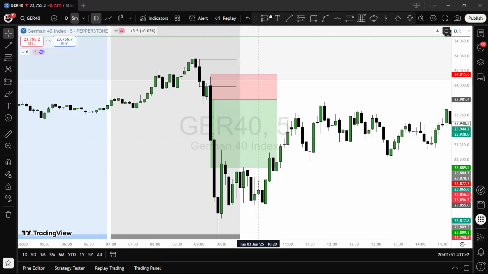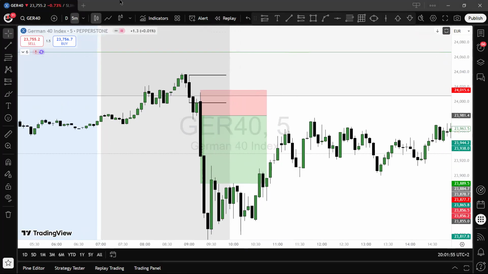So, in this session, I'm just backtesting the opening range breakout, the ORB. I've just come across it, so I thought let me backtest it, see if we can use it or add it as a tool to the way we already trade.